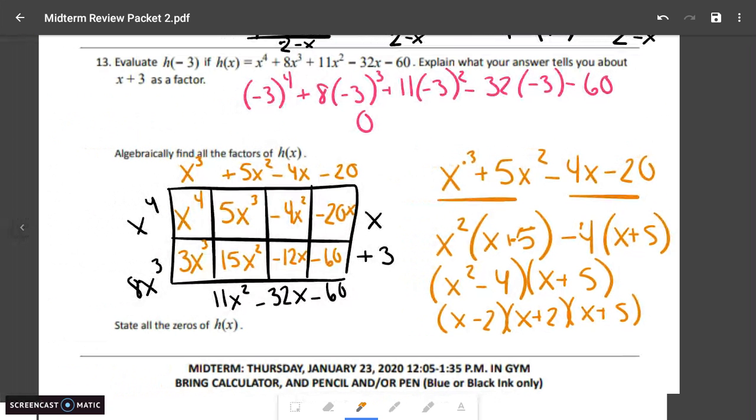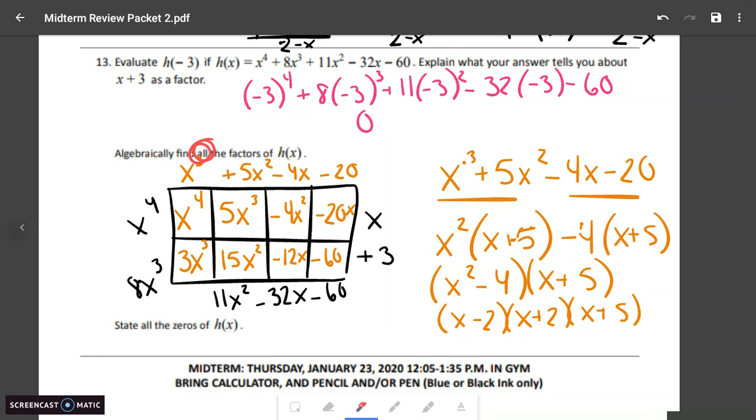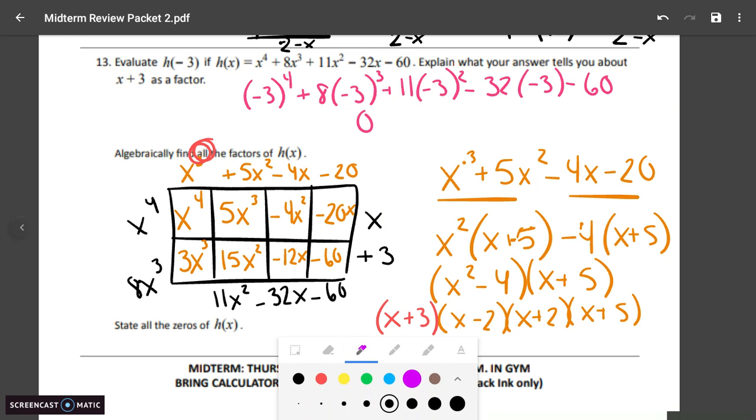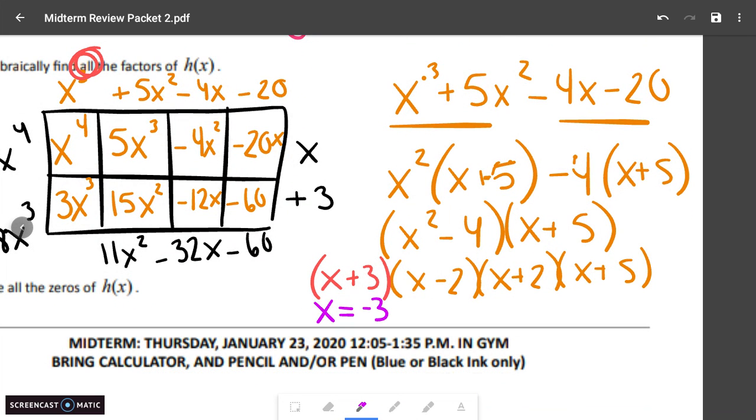So that's 3 of the factors, but don't forget that magic word, all of the factors. So I'm going to pop down x plus 3 from the beginning, what we divided by. That is a factor as well. To finish off strong, we set each piece equal to 0 to get all of my zeros. Notice there's 4 solutions.